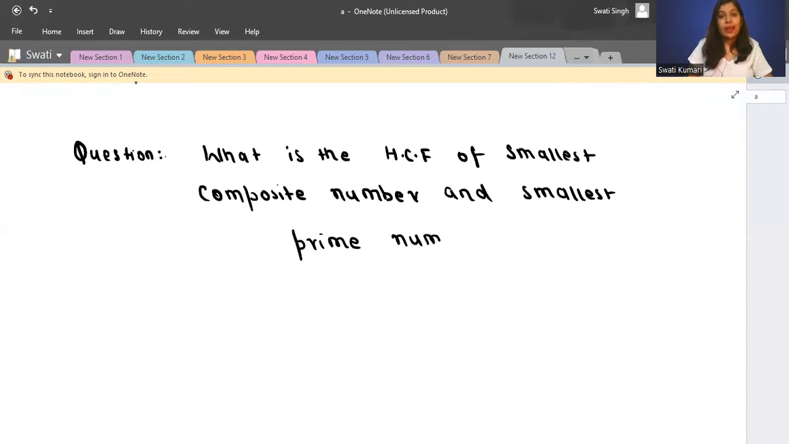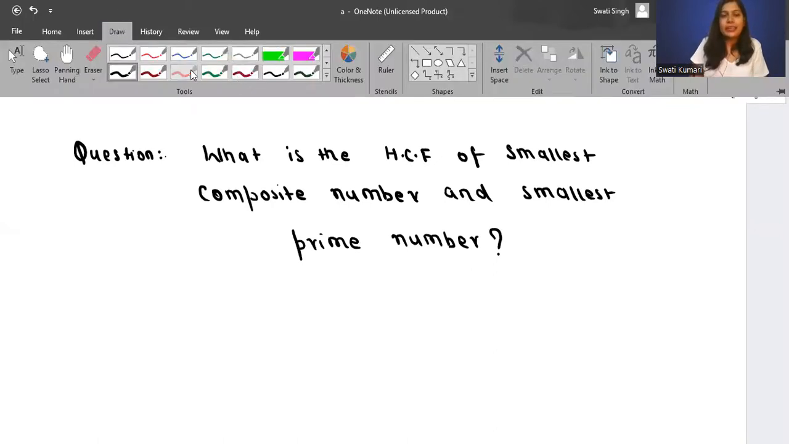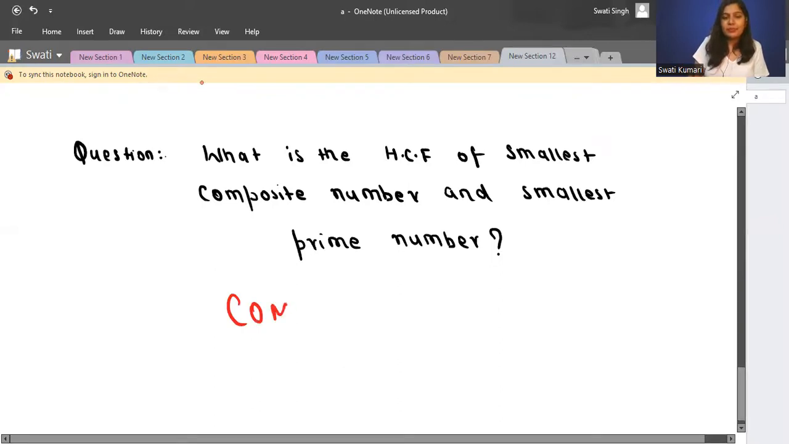I hope you know about composite numbers and prime numbers. If you do not know about composite numbers and prime numbers, do let me know in the comment box, so that I can also make a video on composite and prime numbers and some basic topics. I have given this question because I'm expecting that you know about them. So please solve this and write down the answer in the comment box.